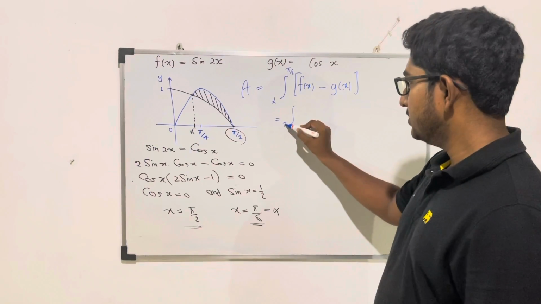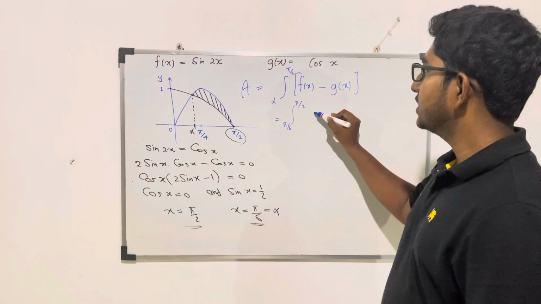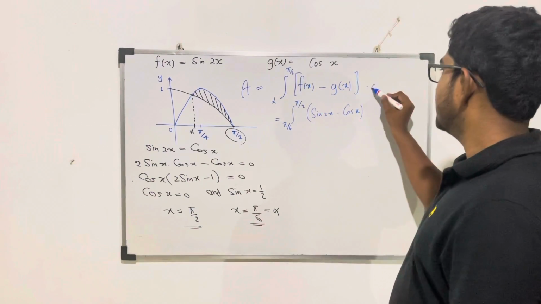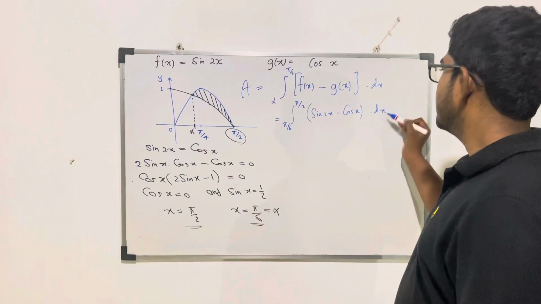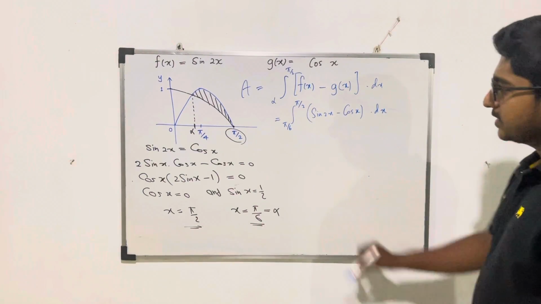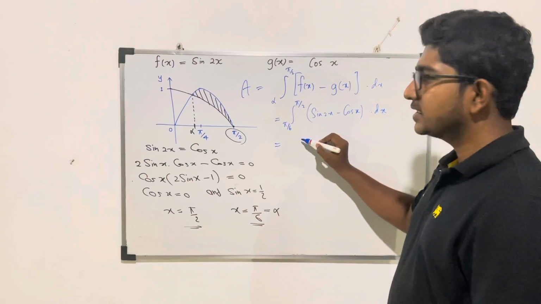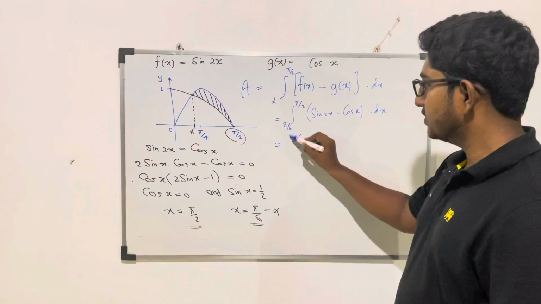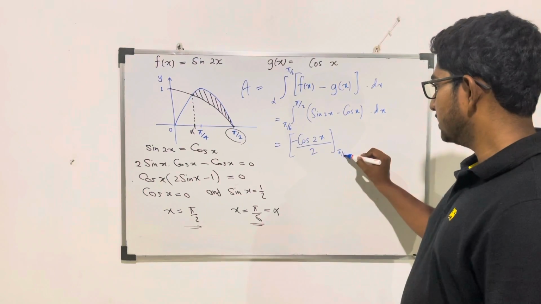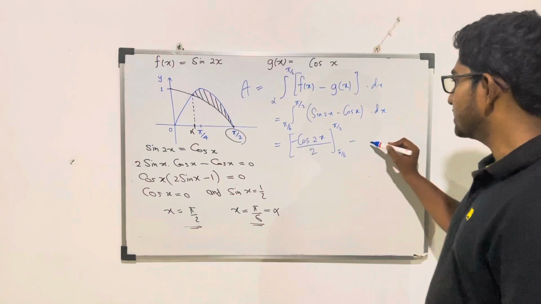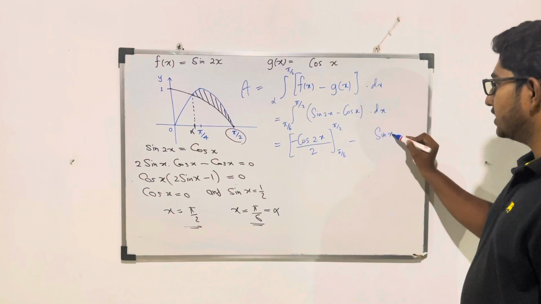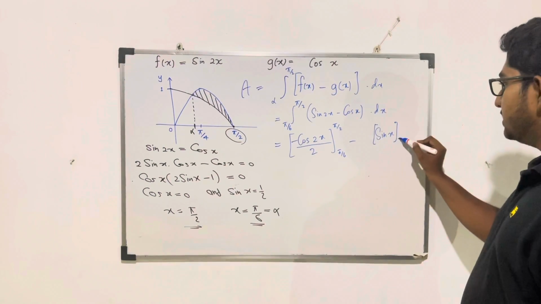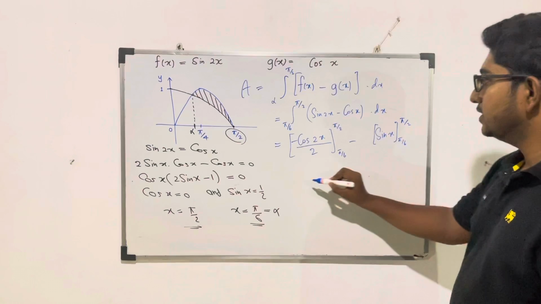So what is alpha? pi by 6, pi by 2. F of x is sin 2x minus g of x is cos x. So we have to integrate this. Sin 2x, integration of sin is minus cos 2x over differentiation of the angle, which is 2. These are the limits. Minus integration of cos is sin divided by derivative of the angle, which is 1. Then the limits pi by 6, pi by 2.